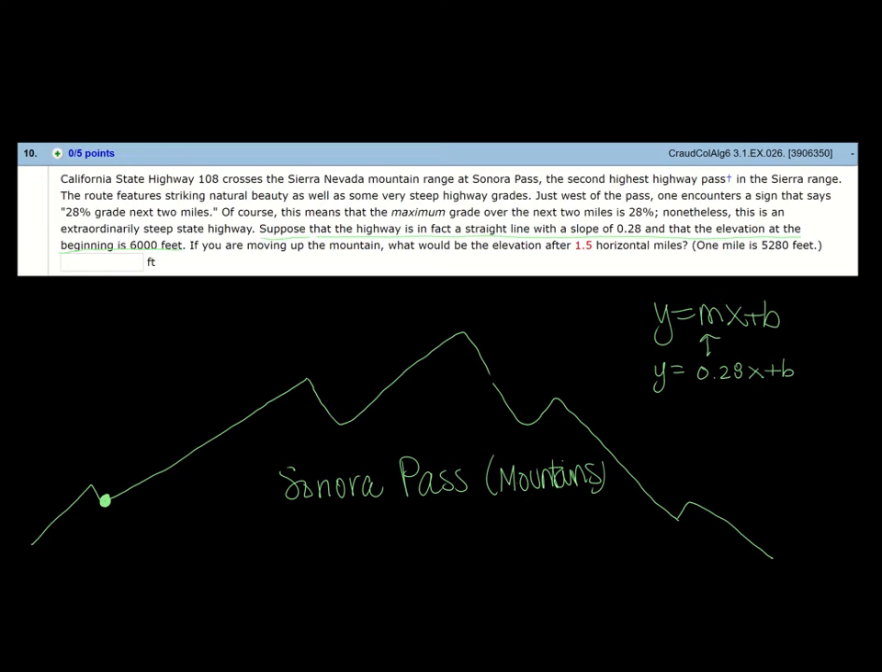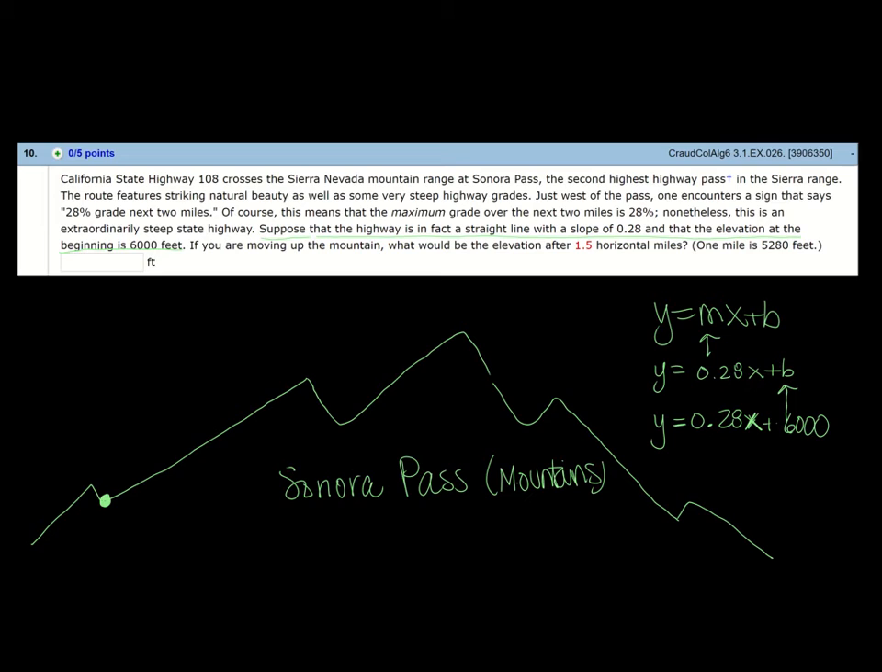Let's follow through with that. And that the elevation at the beginning is 6,000 feet. At the beginning. That is a height. An elevation is a height. They've just given us a starting y value, or a starting height, and we're going to use that to our advantage. That is one way to verbally give the y-intercept, which is your b value. Okay, so now you have the equation of the line of this highway that's going up the mountains.